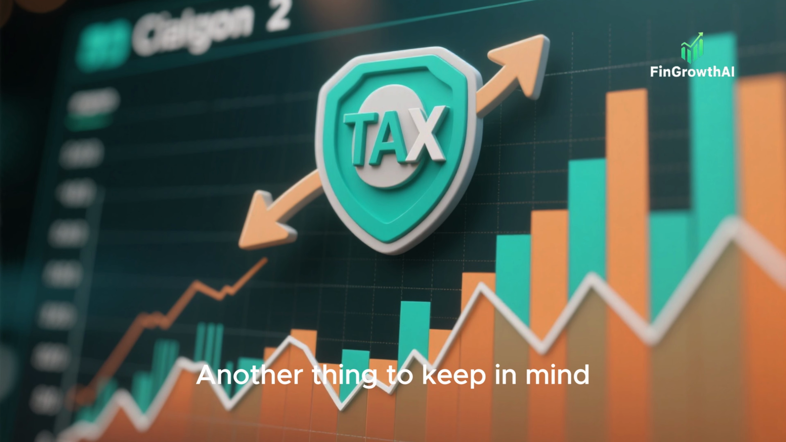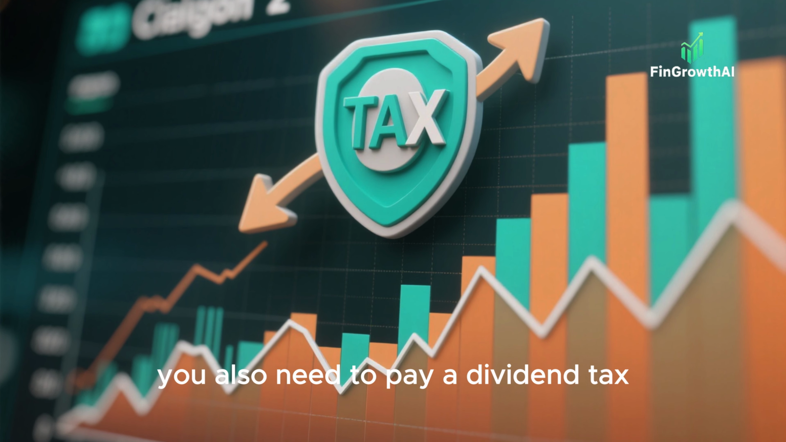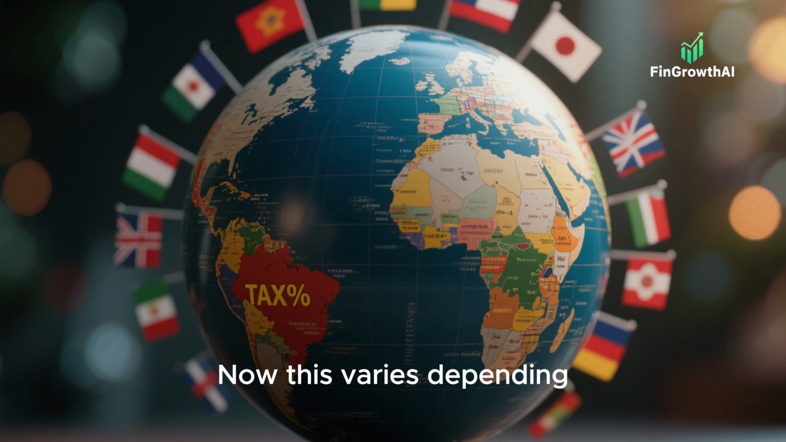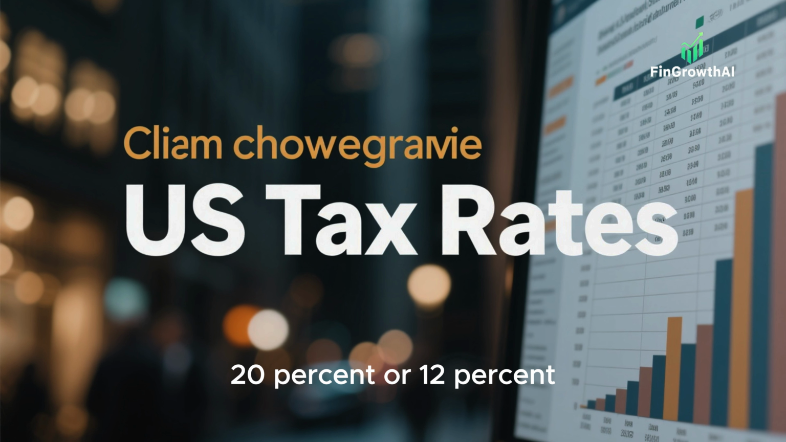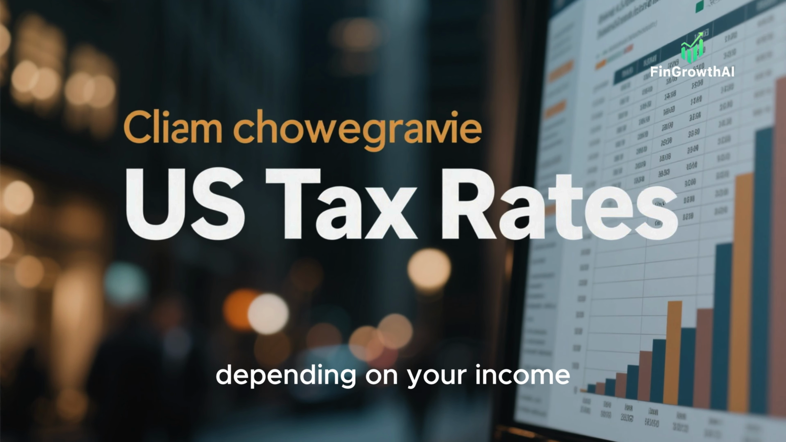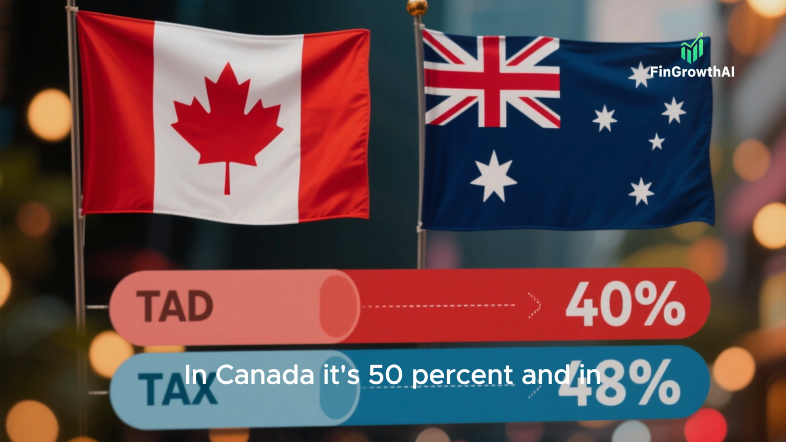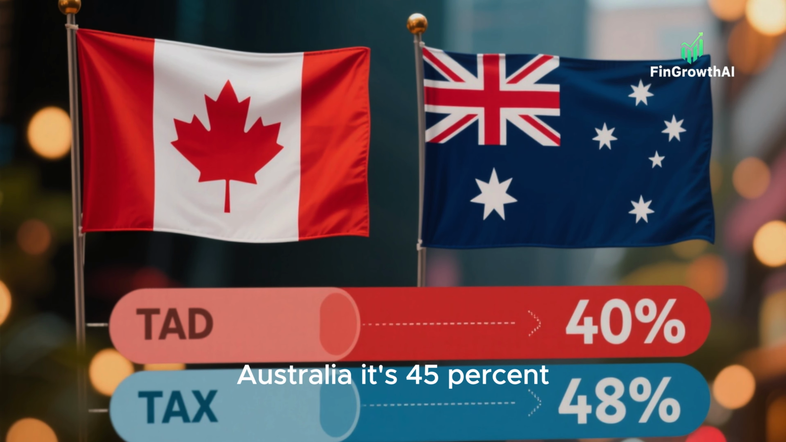Another thing to keep in mind is that when you buy a stock, you also need to pay a dividend tax. Now, this varies depending on what country you live in. In the US, it's either 20% or 12%, depending on your income bracket. In Canada, it's 50%, and in Australia, it's 45%.